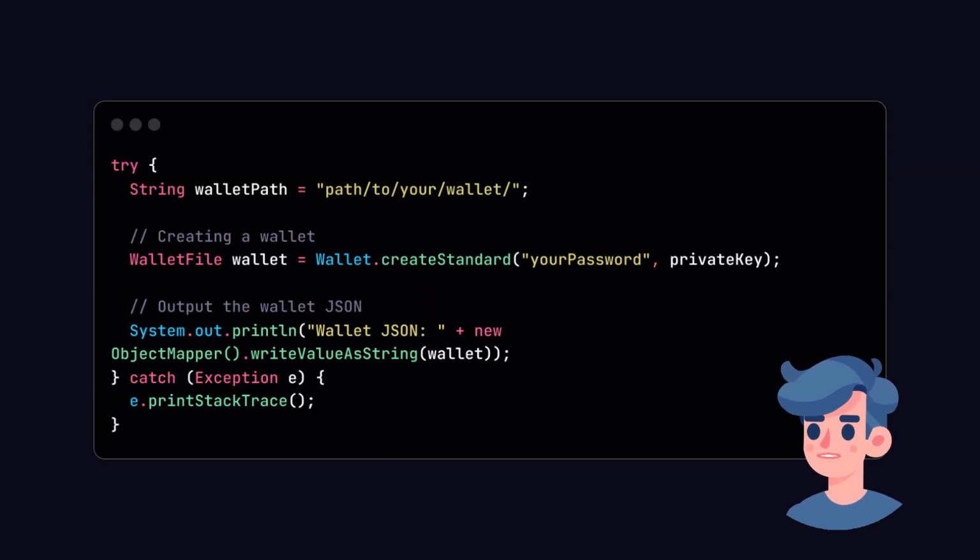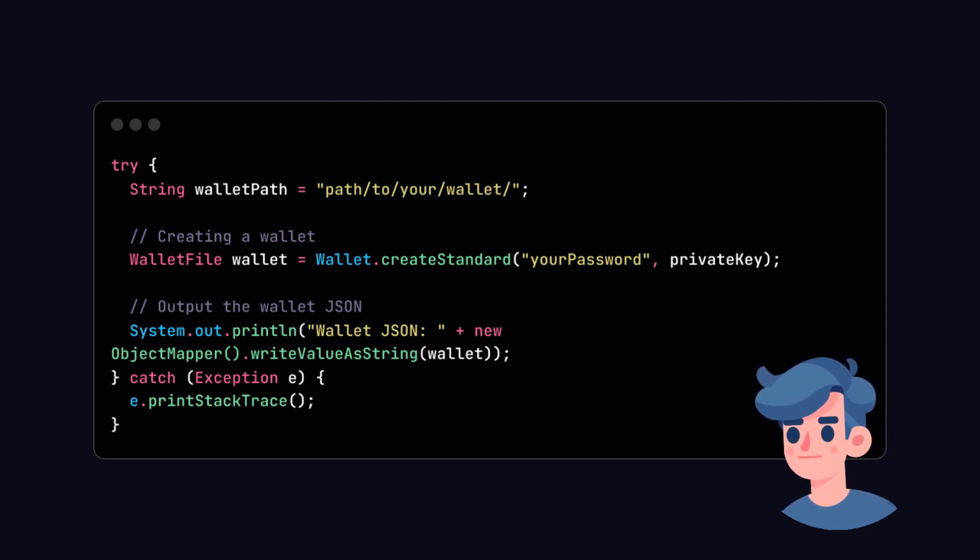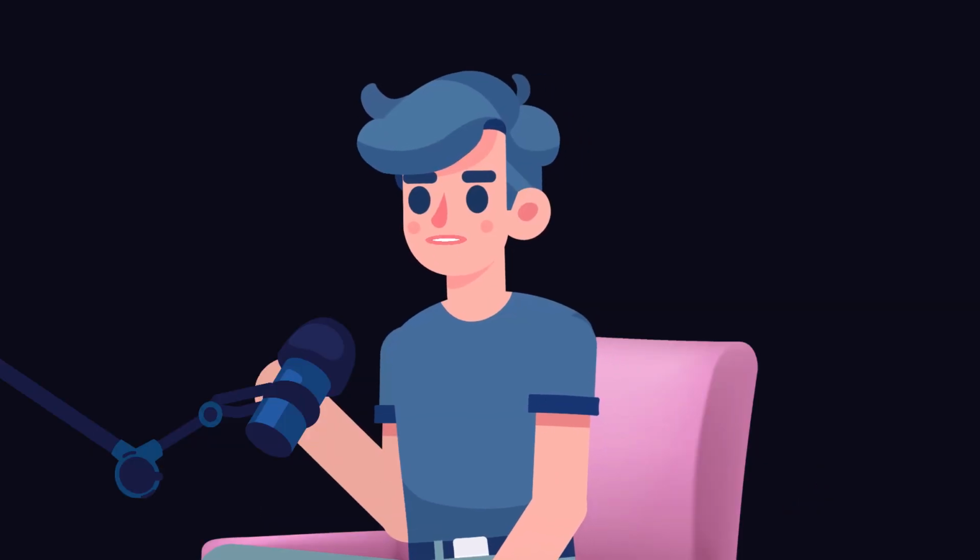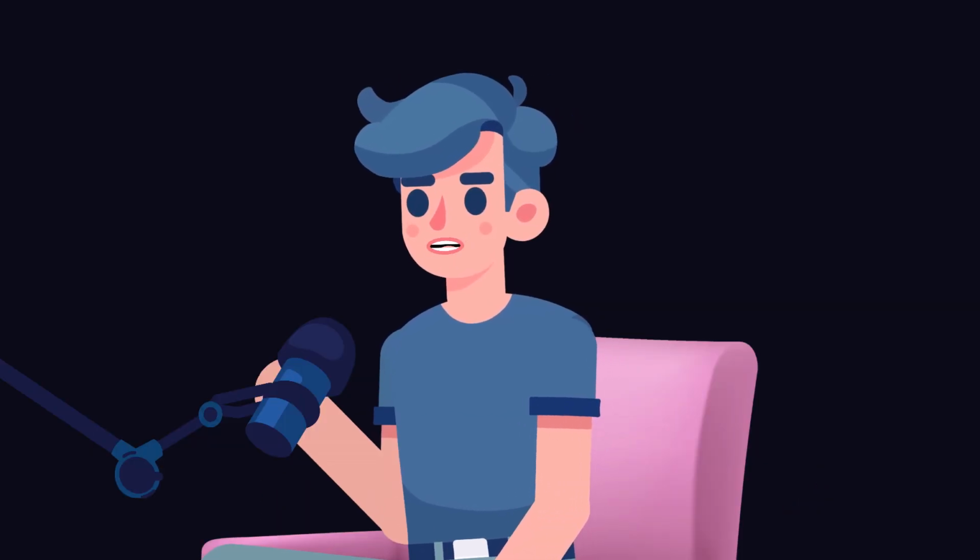Be sure to replace /path/to/your/wallet/ with the actual directory where you want to save your wallet file. On successful execution, this code will generate a JSON string representation of the wallet, which includes the address and other necessary information. Now that we have our address and wallet file, let's talk about security.